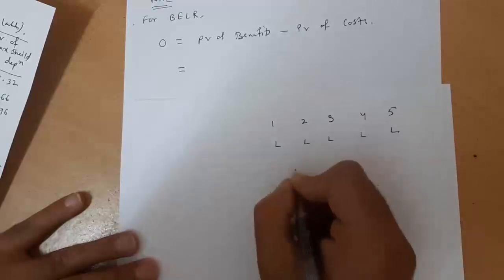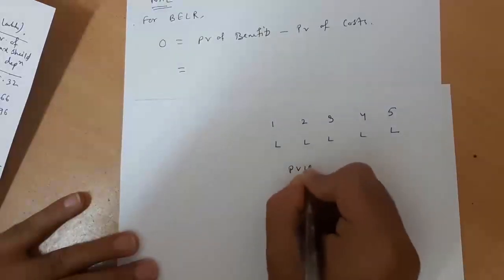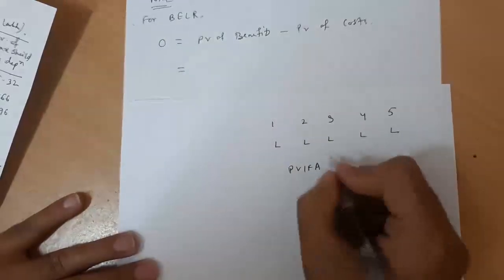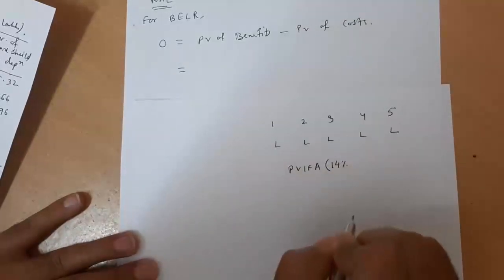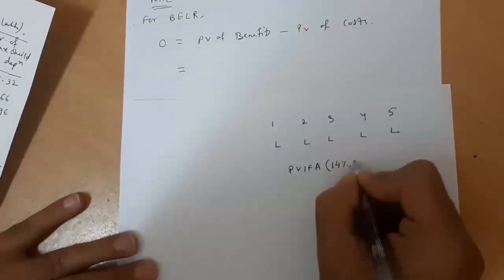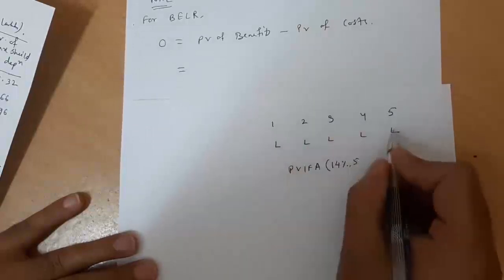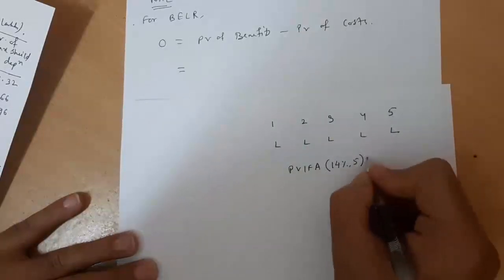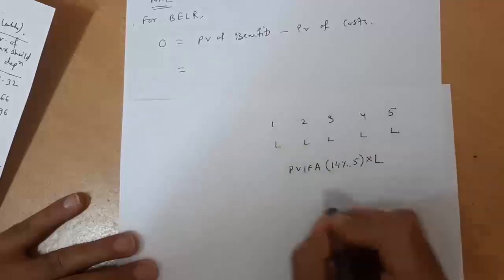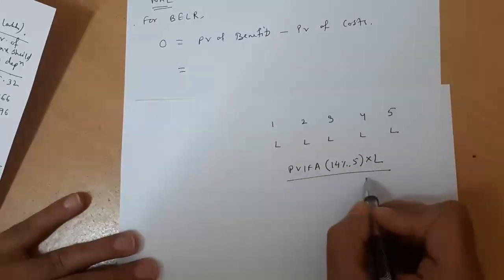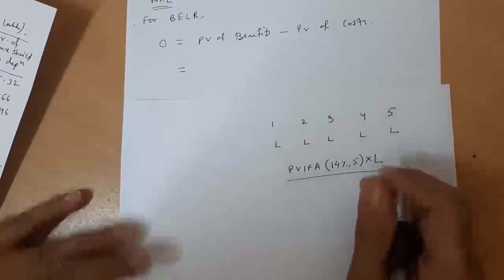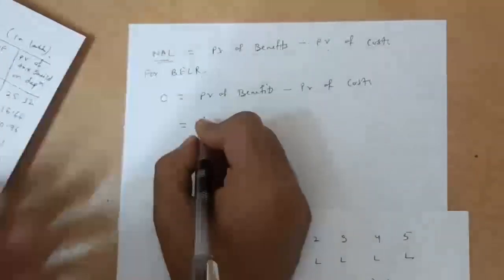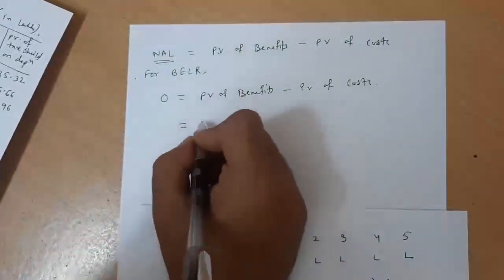So what will be the present value? Present value will be an annuity only, PVIFA at the cost of capital of the lessor, 14% for 5 years. 1 to 5 years is there, so it is 5 years, into the amount L. So this will be the present value of the lease rental. PVIFA 14% 5 year into L. So the first benefit will be this one, PVIFA 14% 5 year into L.